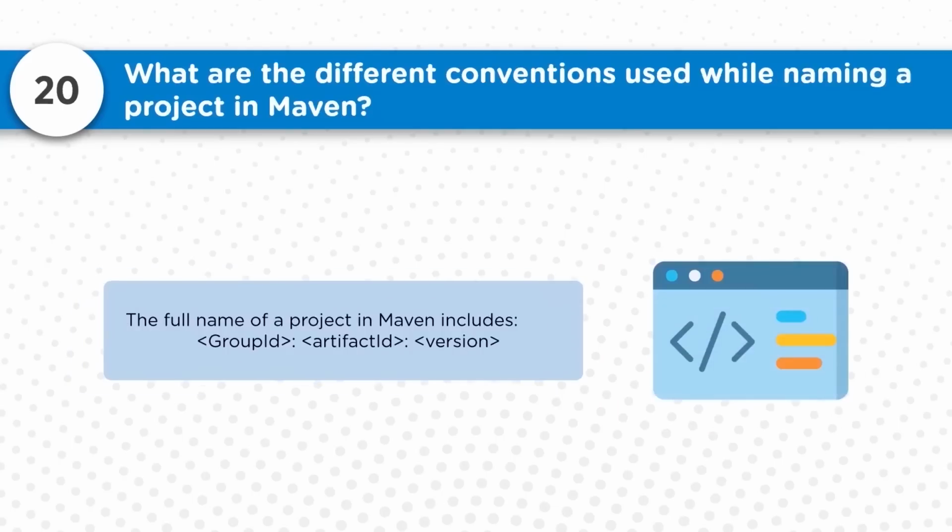What are the different conventions used while naming a project in Maven? Usually it involves 3 components. The full name of a project in Maven includes, first of all, the group ID, for example com.apache, com.example. So these are some of the ways where you can provide the group ID. Artifact ID can be the exact project name, like Maven project, or whatever project you are creating.